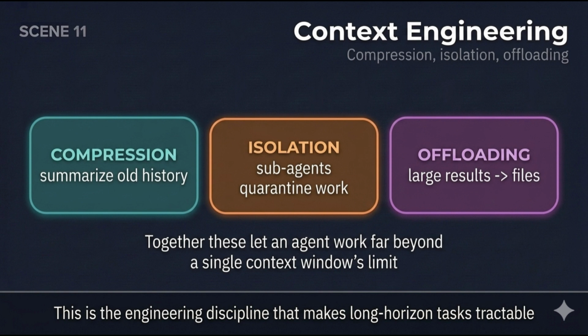Offloading writes large intermediate results, a lengthy search result, a big generated document, directly to the file system rather than keeping the full text sitting in the conversation indefinitely. Together, these three mechanisms let an agent work on tasks that would exceed a single context window's capacity by an enormous margin, while meaningfully reducing manual context management that a developer would otherwise have to hand-tune themselves.